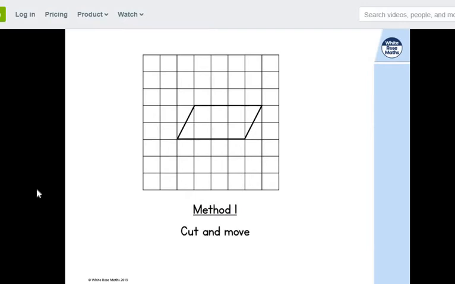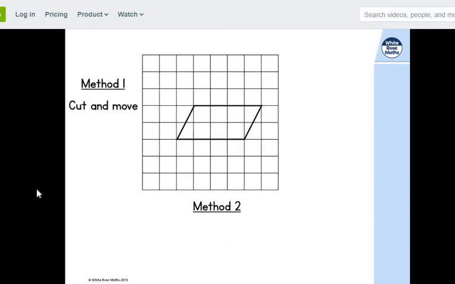This method I like to call cut and move. What I'm going to do is cut. I can see this triangle on the side. I'm going to cut this triangle and move it over here. Can you see how I formed a rectangle? I can work out the area of the rectangle by doing length times width, which would be 4 times 2. So the area of the parallelogram is 8 squares.